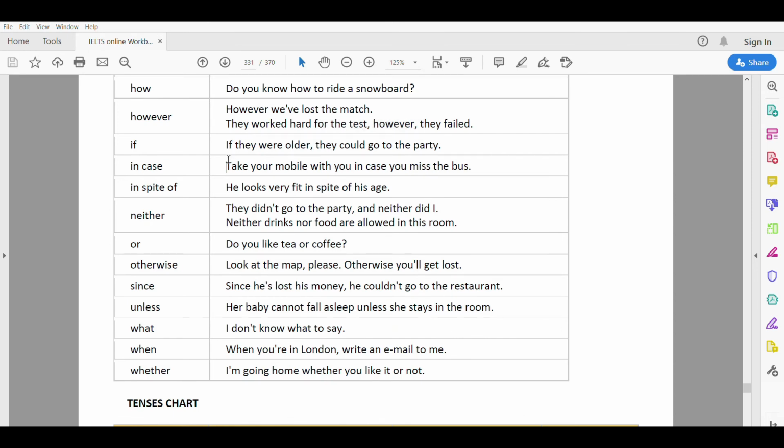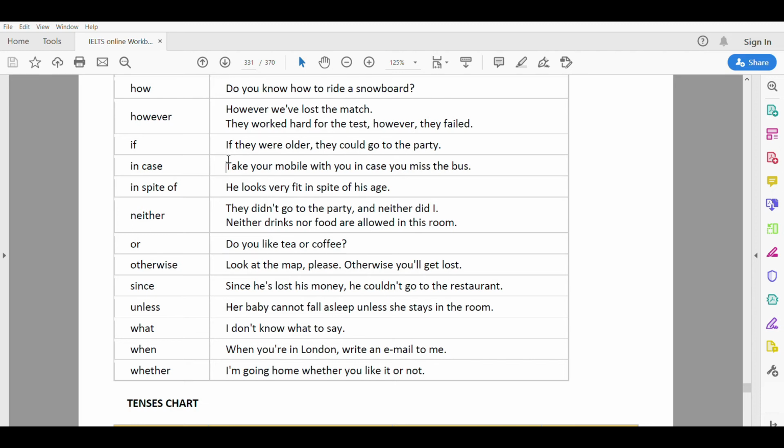In case. Take your mobile with you in case you miss the bus. Next one is in spite of. He looks very fit in spite of his age. I will request you again, while watching the video you can just take a screenshot of the screen so that you can see the sentences which are formed by connectors, and you can use these sentences to formulate yours. You can learn these sentences by looking at these examples.